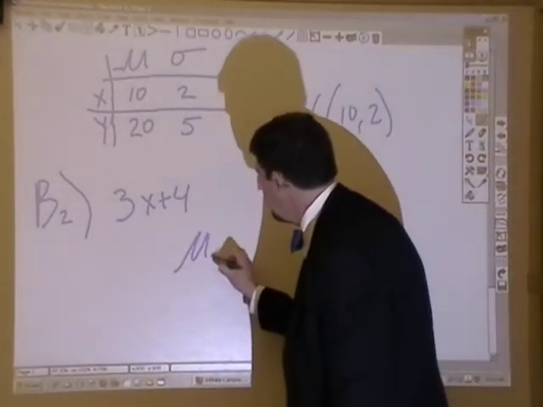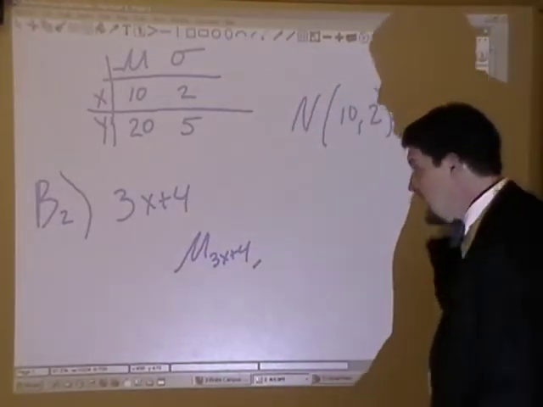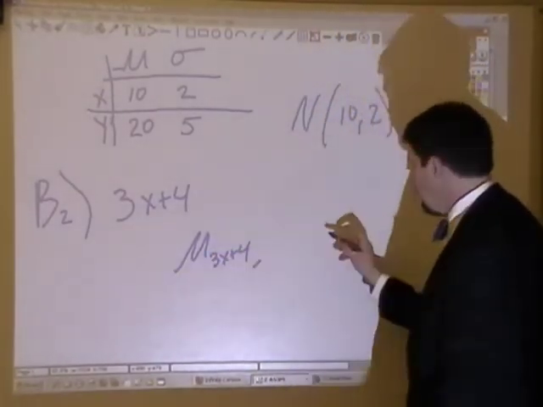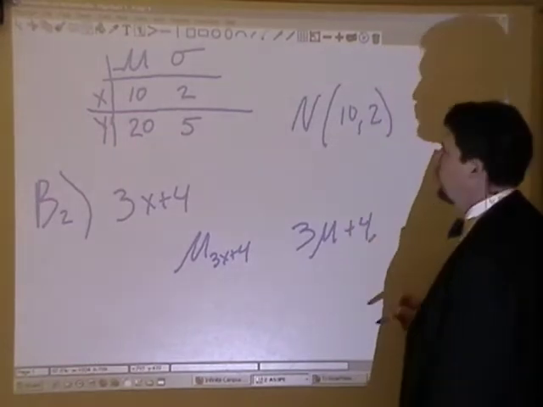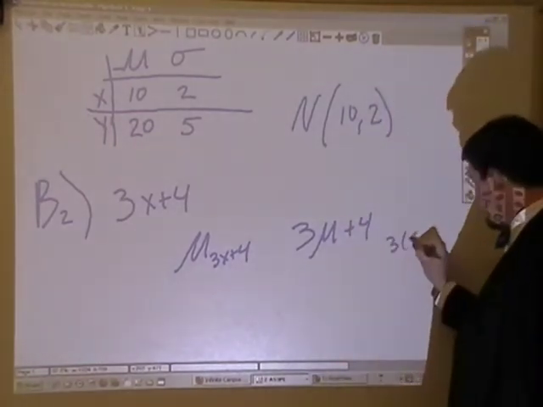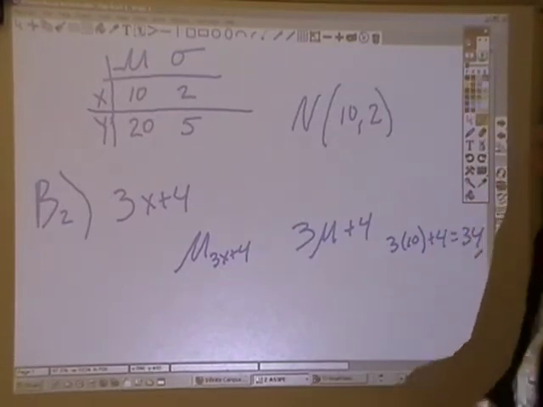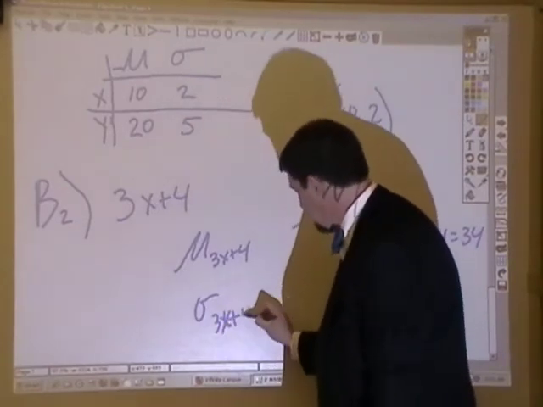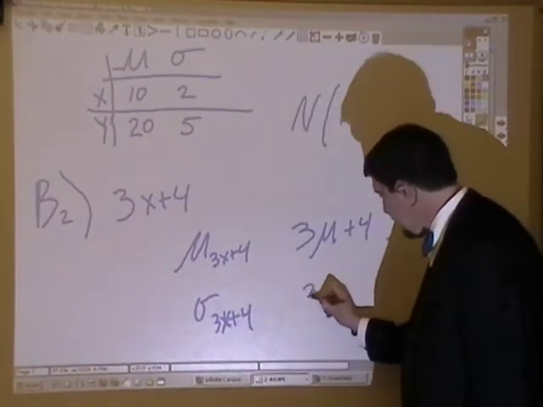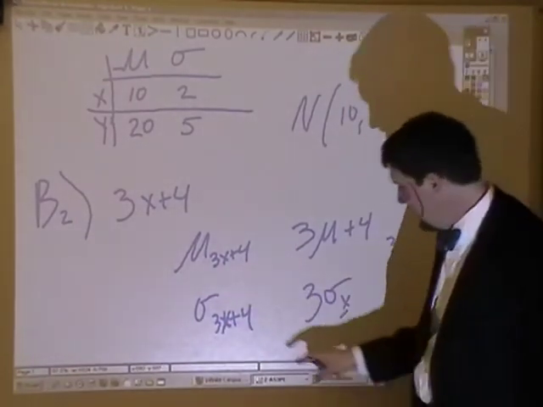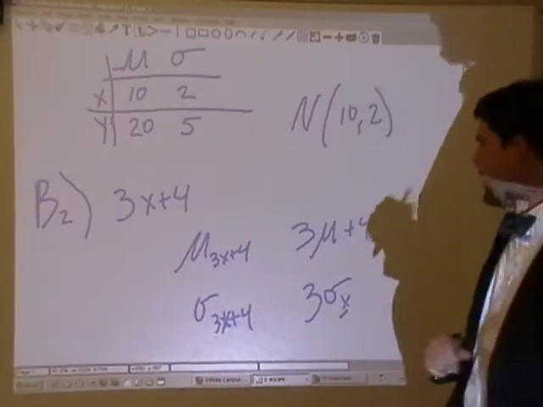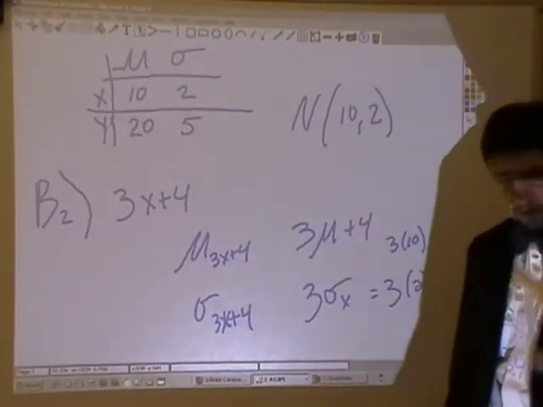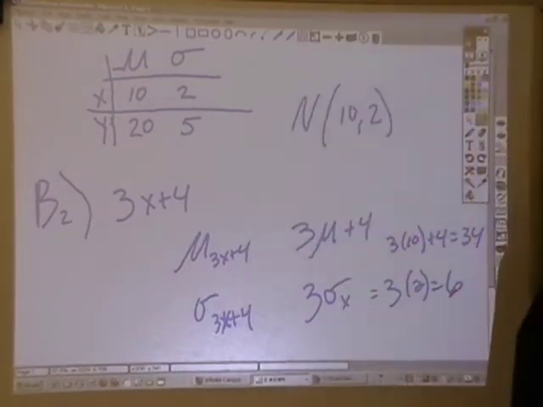I'm going to start off by saying, what's the mean of 3x plus 4? And I say to myself, hey, does the mean change by the multiplier? Yes. Does the mean change by the addend? Yes. So this is 3 times the mean plus 4. The mean of x is 10, so this would be 3 times 10 plus 4, 34. What about the standard deviation? Standard deviation of 3x plus 4. Does the standard deviation change by the multiplier? It most certainly does. 3 times the standard deviation of x. Does it change by the addend? No, it doesn't. So this is 3 times the standard deviation of x, which is 3 times 2, which is 6. We've done this. We can do this. This is not hard.